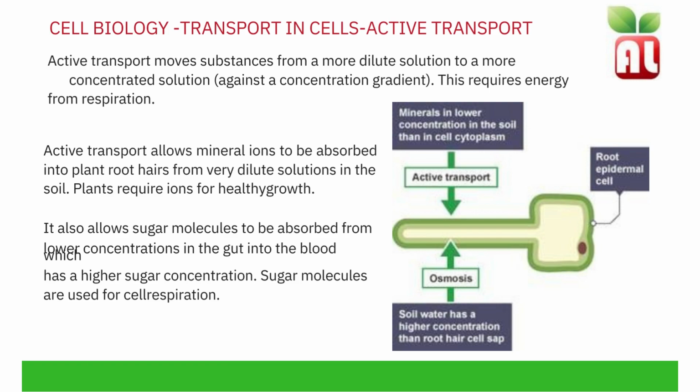Active transport allows mineral ions to be absorbed into plant root hairs from a very dilute solution in the soil. Plants require ions for healthy growth. It also allows sugar molecules to be absorbed from lower concentrations in the gut into the blood, which has a higher sugar concentration. Sugar molecules are used for cell respiration.